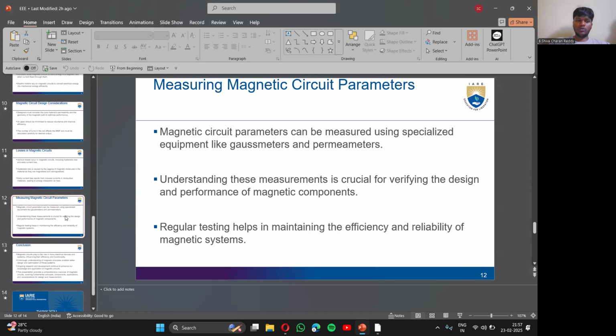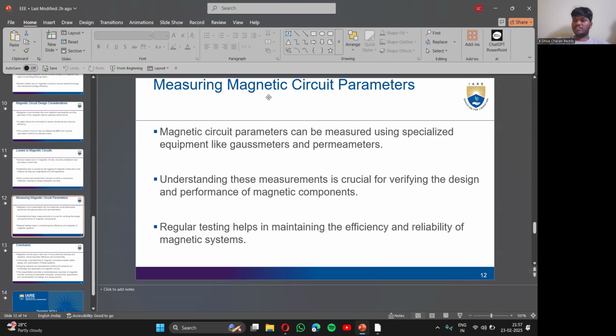Coming to measuring magnetic circuit parameters. Magnetic circuit parameters are measured using specialized equipment like Gauss meters or permeameters. Understanding these measurements is crucial for verifying the design and performance of magnetic components. Regular testing helps in maintaining the efficiency and reliability of magnetic systems.